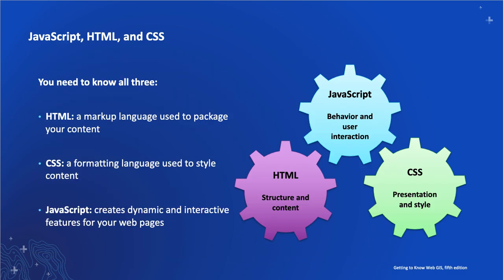So JavaScript works in conjunction with HTML and CSS for building web apps. And to develop web apps using JavaScript, you must know at least the basics of HTML and CSS. So you need to know all three. HTML is a markup language used to package your content. CSS is a formatting language used to style content. And JavaScript creates dynamic and interactive features for your web pages. So HTML, JavaScript, and CSS work together in web development.